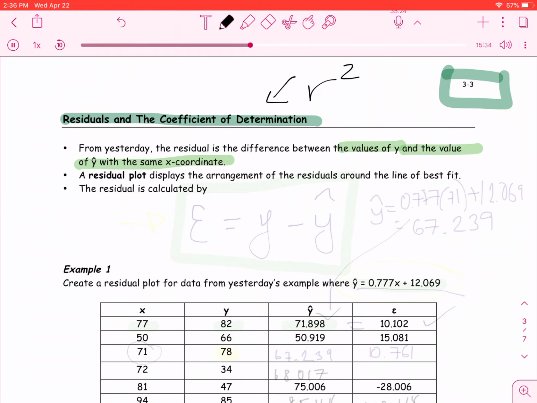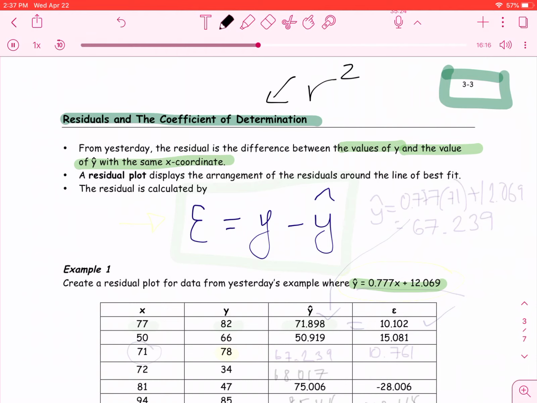Okay, a residual plot displays the arrangement of the residuals around the line of best fit, and it can determine how far away you are from the line that's given to you. Okay, so for residuals, your equation is going to be calculated by E is equal to y minus y hat. Okay, so we're going to create a residual plot from yesterday's data, so from 3.2's data, and we are going to use this equation.